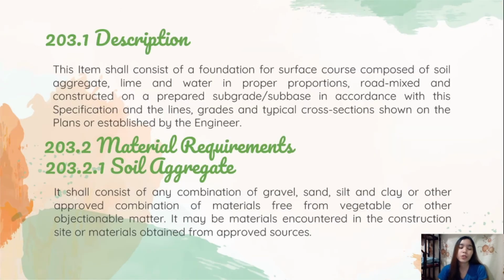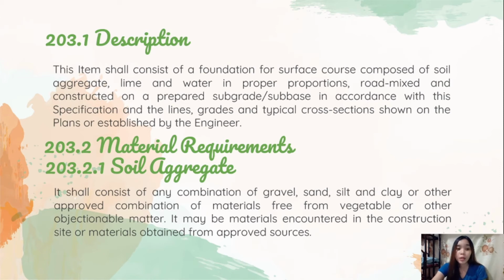So item 203 is about lime stabilized road mix base course. So the description is, this item shall consist of a foundation or surface course composed of soil aggregates, lime, and water in proper proportions, road mixed, then constructed on a prepared subgrade subbase in accordance with the specifications, and the lines, grades, and typical cross-section shown on the plans or established by the engineer.